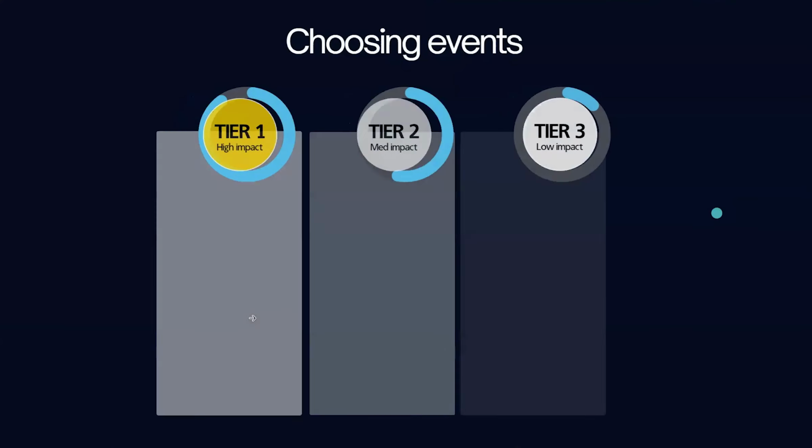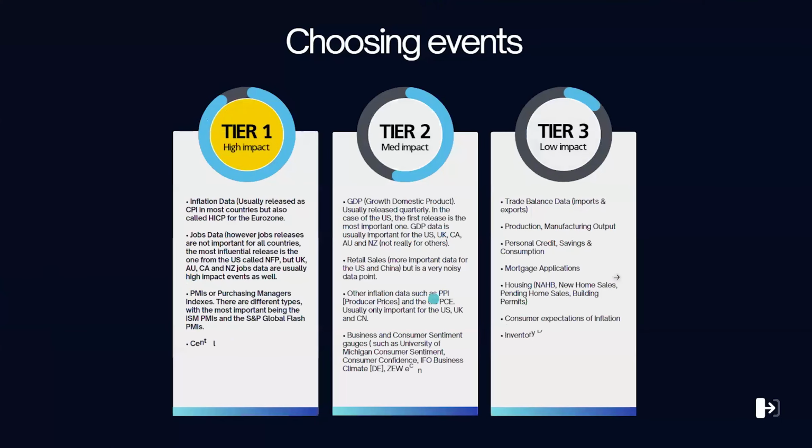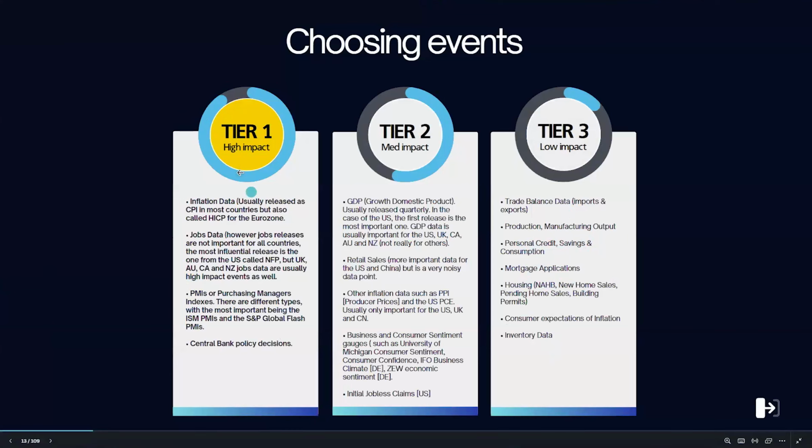Let's move on to tier 3 data. Now, these are the ones we can just ignore, right? These are things like the trade balance, production data, manufacturing data, personal credit, mortgage applications, housing data, inventory data. On some very, very limited, rare occasions, they might provide some volatility, but for the most part, they are not usually market moving, and we don't waste time or energy trying to prepare for them. Now, we have more than enough opportunities here.